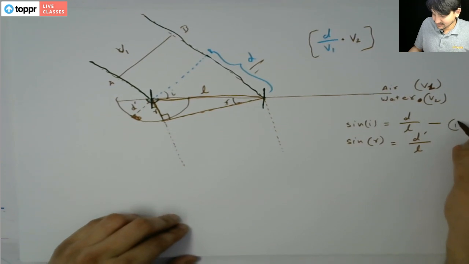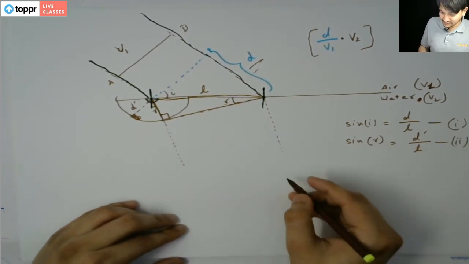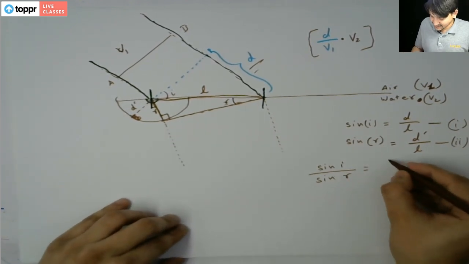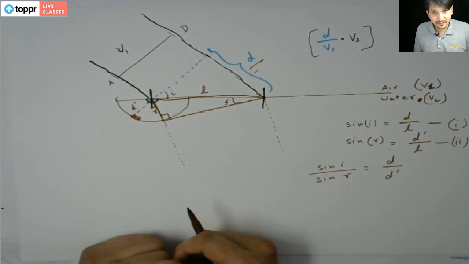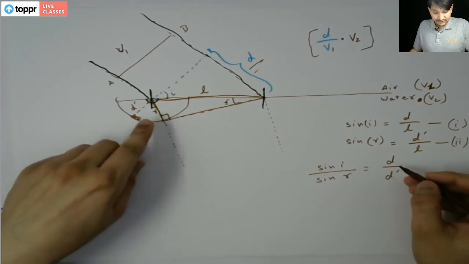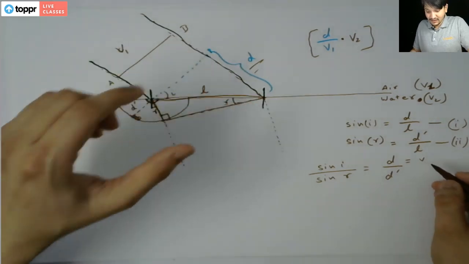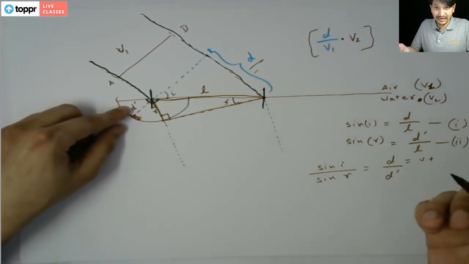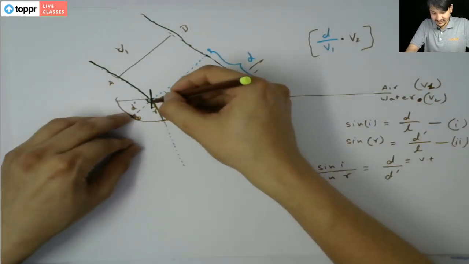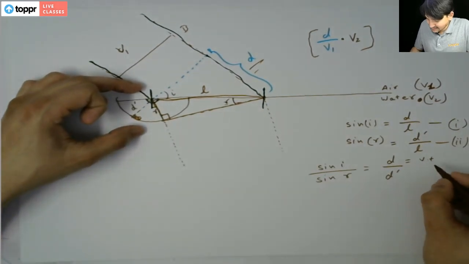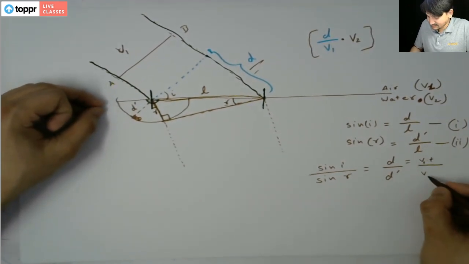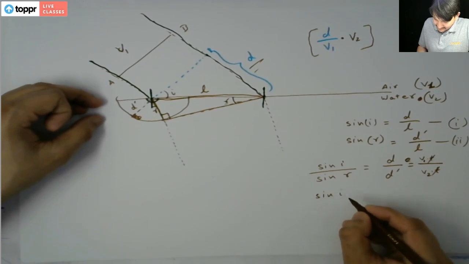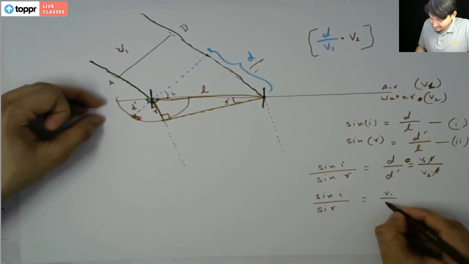Let's name them equation 1 and equation 2. Dividing the two equations, we are getting sine i by sine r equals d by d dash. And we know that d is nothing but vt, right? For the same time t, the wave has come to this point, and in the same time it has grown from 0 to d dash. So v1t divided by v2t. Cancelling t, we are getting sine i by sine r equals v1 by v2.